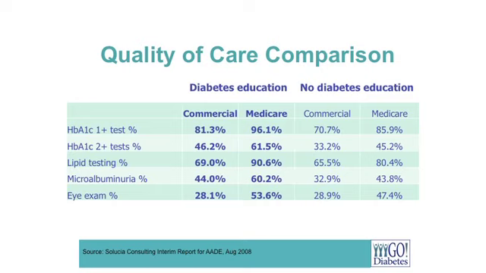One A1C test really doesn't count much, but when we look at 2 or more tests, Medicare patients that went through education had 61% with 2 plus A1C tests a year compared to the ones that did not go through diabetes education. And the microalbuminuria testing on Medicare patients that went through diabetes education was 60.2% compared to Medicare patients that did not go through diabetes education, 43.8%.